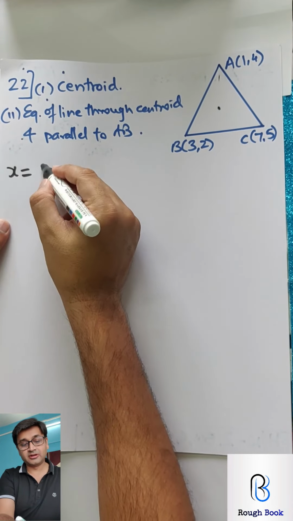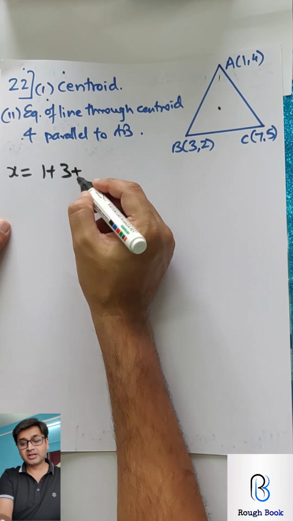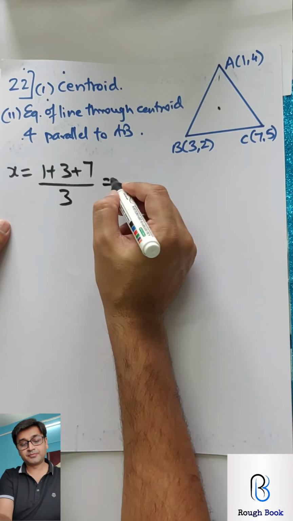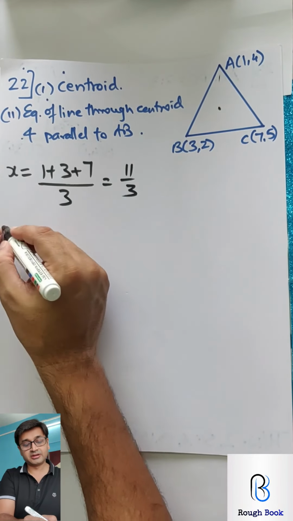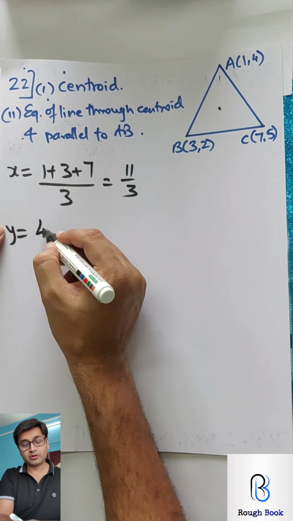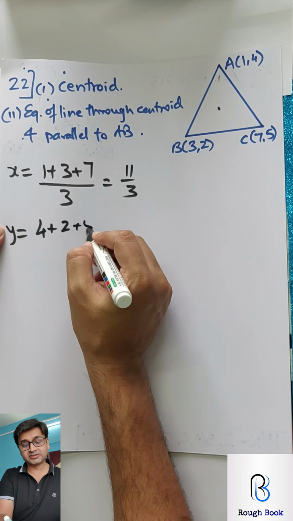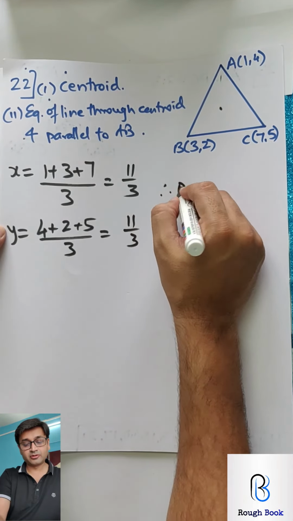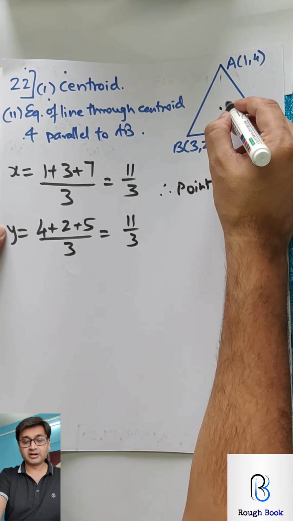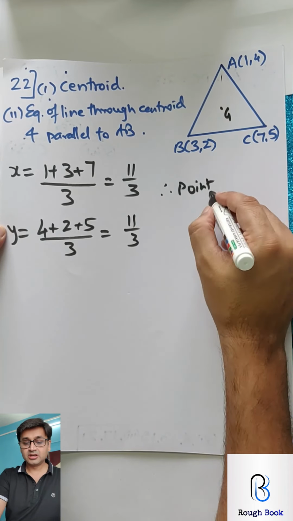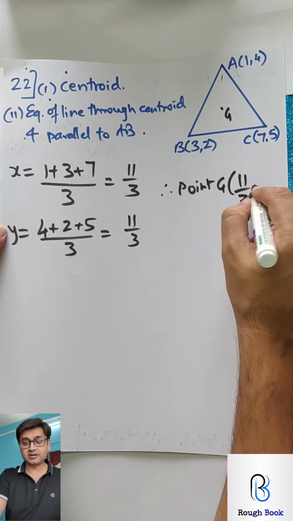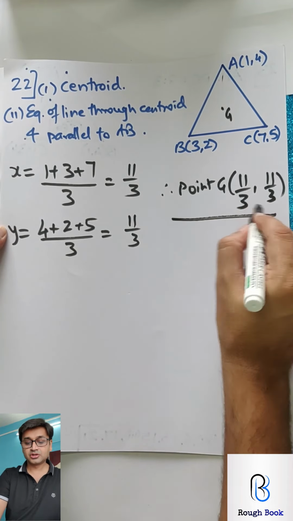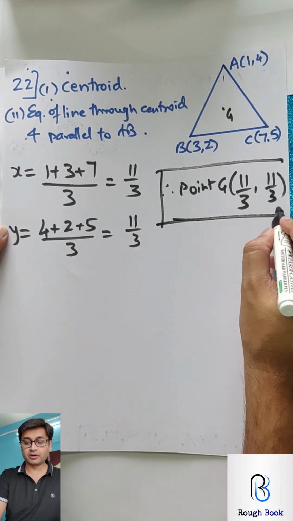So for the centroid it will be x1 plus x2 plus x3 by 3. So 10 plus 1, 11 by 3. Likewise y will be 4 plus 2 plus 5 by 3, so 11 by 3. Let's call the centroid G. So G is 11 by 3, 11 by 3. So we got the first answer, that is the centroid.